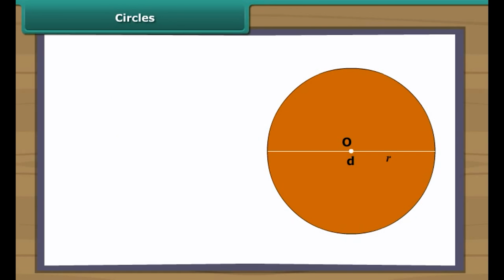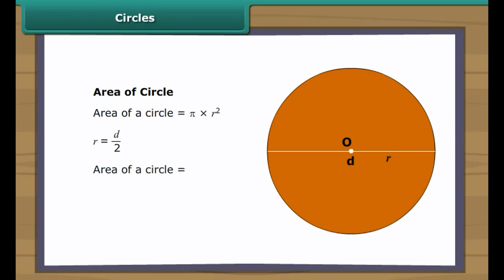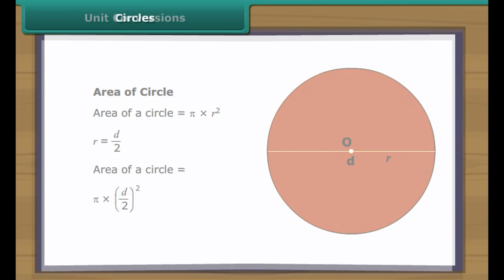Students, can we also find the area of a circle? Yes, if we know the measure of the radius of the circle. Area of a circle is equal to pi times the square of the radius. Or we can also express the area of a circle in terms of diameter. We know that the radius of a circle is half of the diameter. So, area of a circle in this case is equal to the constant pi times the square of half of the diameter.